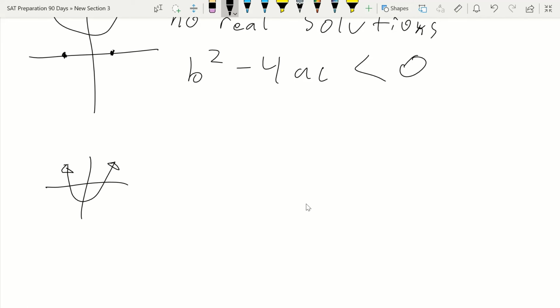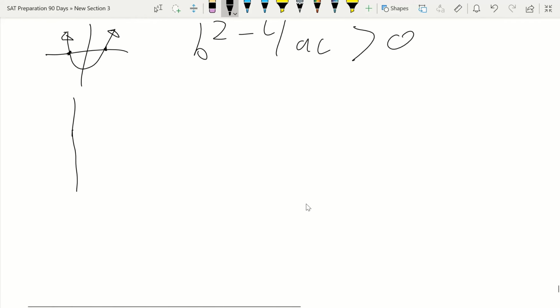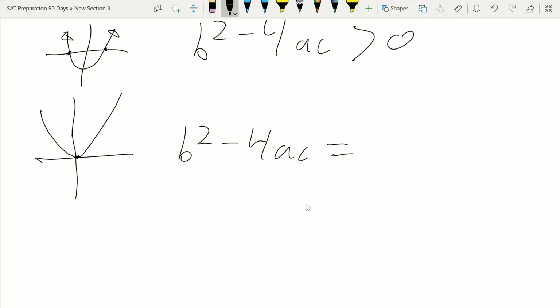Now let's say that we have a graph that looks like this. Well, we see that we have two real solutions because we have one real solution here and one real solution here. Therefore, we know b squared minus 4ac is positive. It's greater than 0. If we have an equation that looks like this, I'm going to scroll down, get some more room, and it hits right there, just that one spot. So there's only one real solution. It only has one zero. And that means that b squared minus 4ac is equal to 0. And there is one real solution.